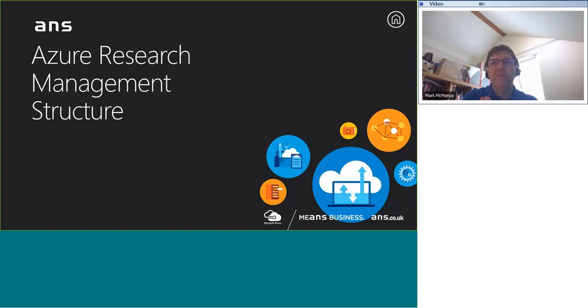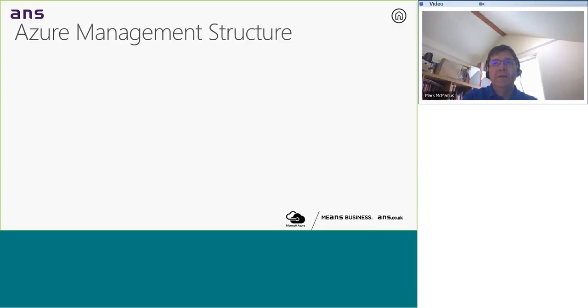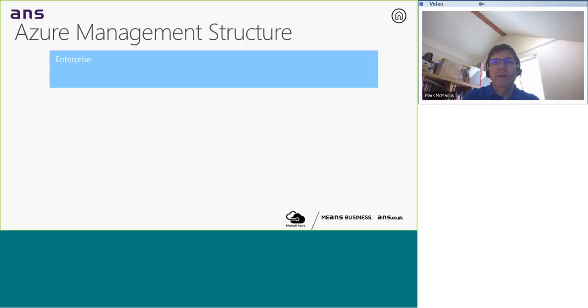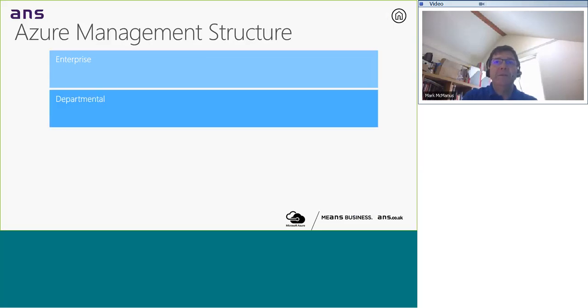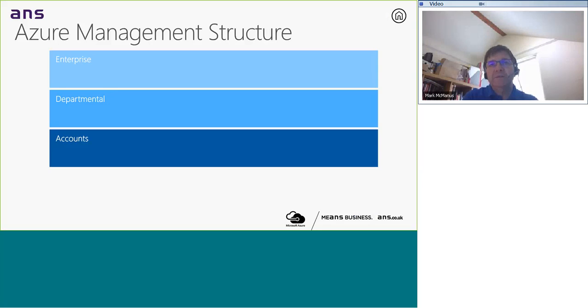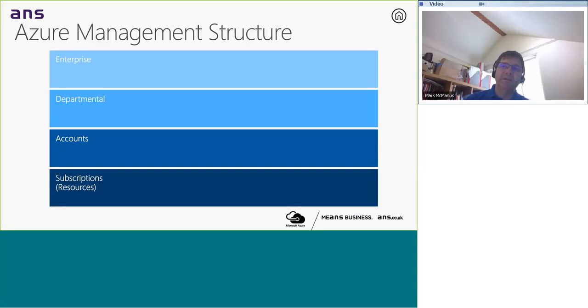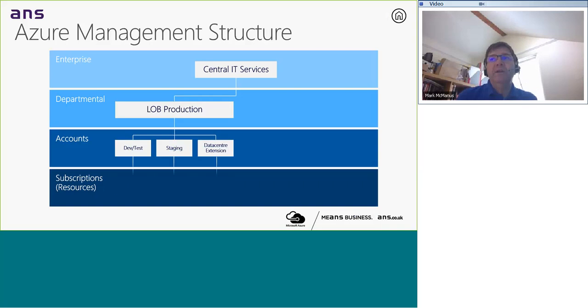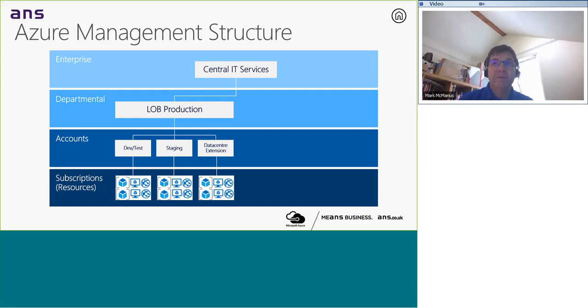So those of you familiar with Azure will recognize this. In terms of managing your Azure structure, there's 4 key environments. At the top end is the enterprise, then the departmental, the account level, and then the subscriptions themselves. So at the enterprise level, that could be the university itself, or it could be set up as central IT services. In terms of these boxes that are coming up on your screen, central IT services, line of business production, you can decide how to structure this. You can decide what they're named and how they're structured.